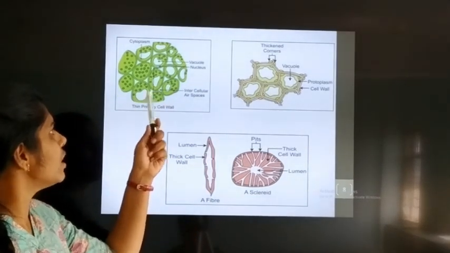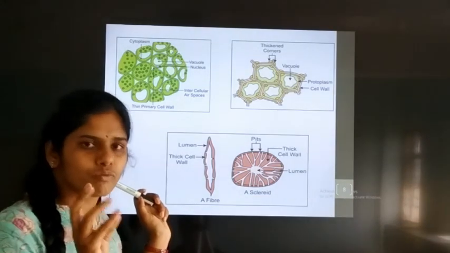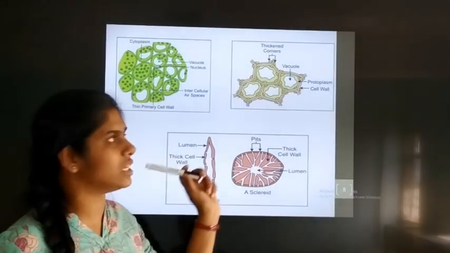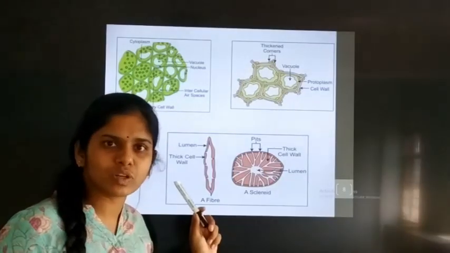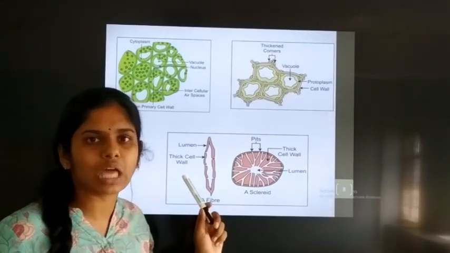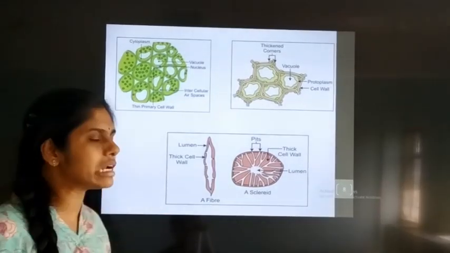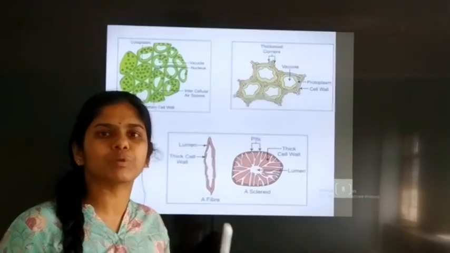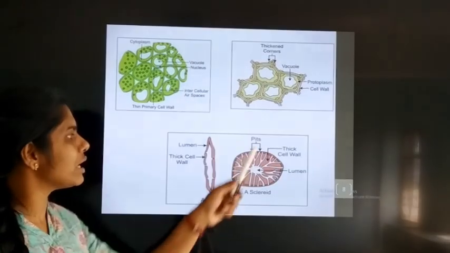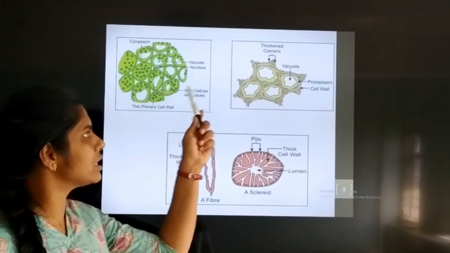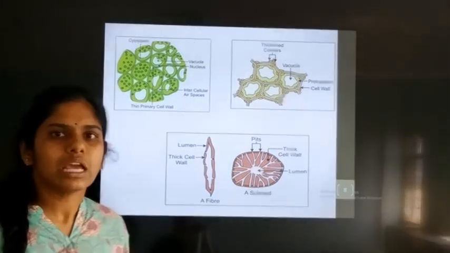The main function of parenchyma is photosynthesis and storage of food materials. The main function of collenchyma is to give mechanical support to the plant body. Sclerenchyma also gives mechanical support to the plant body. So these are the major differences between parenchyma, collenchyma and sclerenchyma cells.